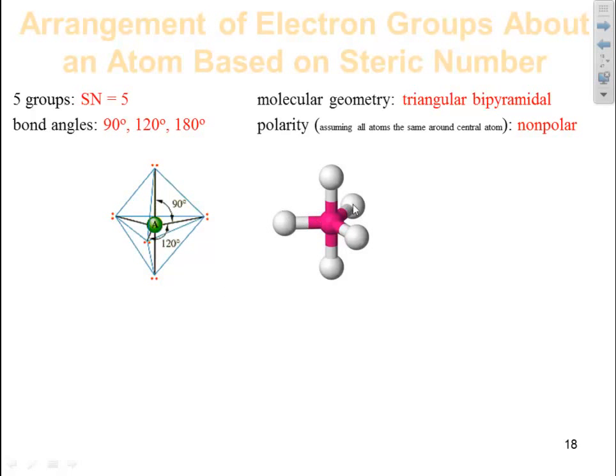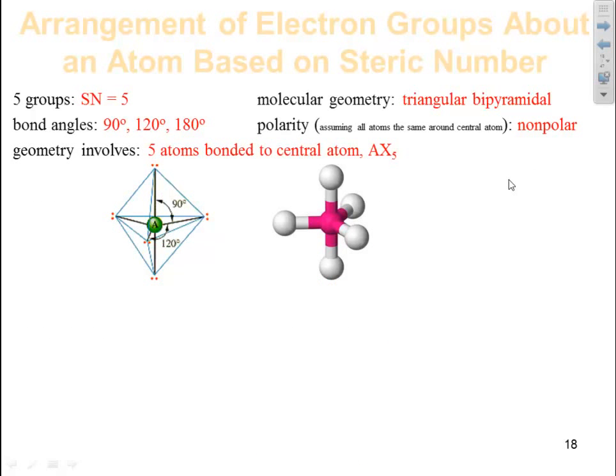In this case, your three equatorial dipole moments are going to cancel out. They're all pulling in opposite directions. And then you have your upper and bottom one pulling in opposite directions, so everything cancels out. So this is a nonpolar molecule.